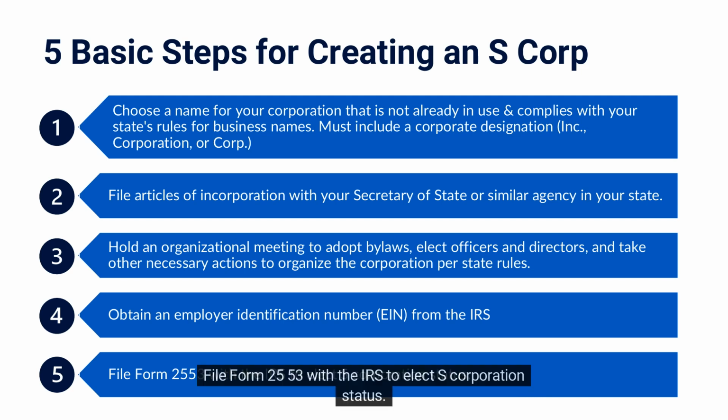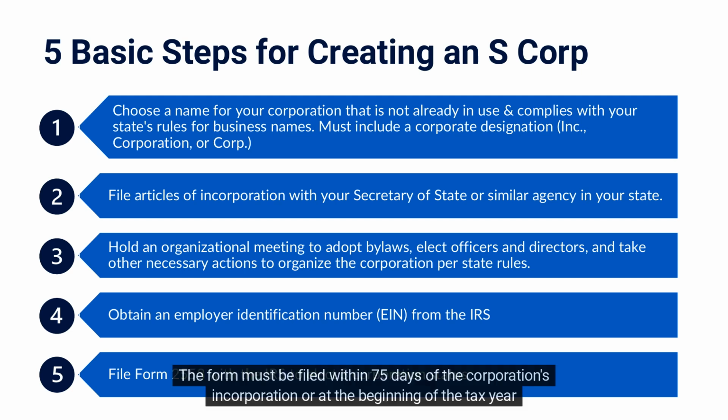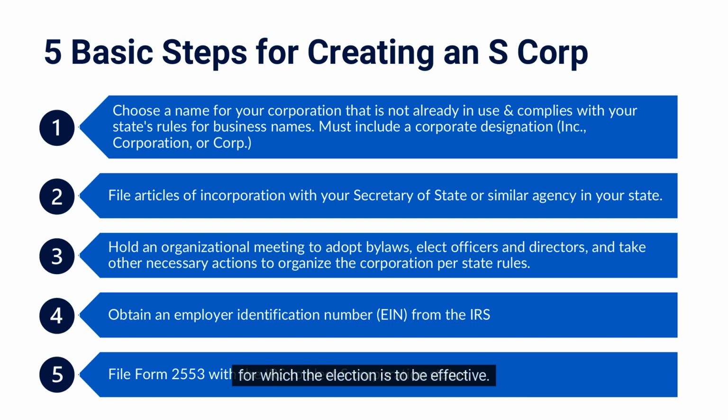File Form 2553 with the IRS to elect S corporation status. This form establishes your business as an S corp for tax purposes. The form must be filed within 75 days of the corporation's incorporation, or at the beginning of the tax year for which the election is to be effective. All shareholders must consent to S corporation status on the form. There is no filing fee.